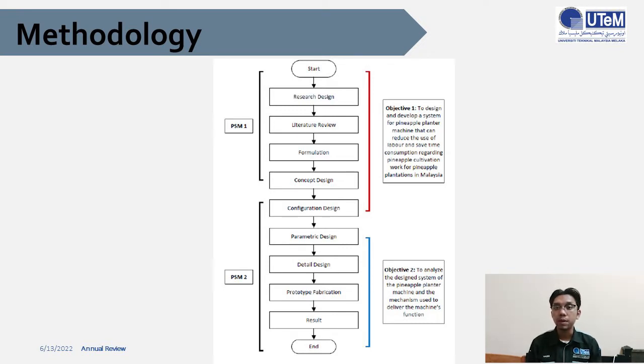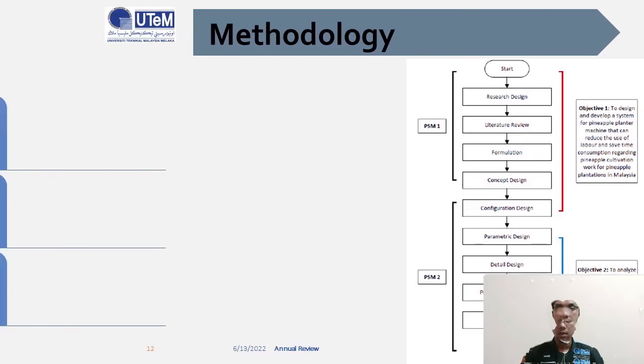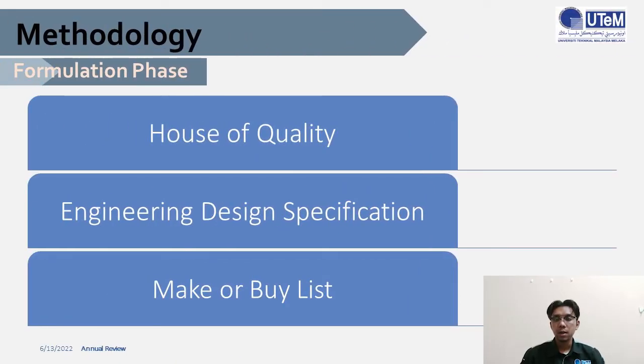PSM2 will begin with the parametric design, then detailed design. In the formulation phase, more detailed processes such as the House of Quality (HOQ), Engineering Design Specification (EDS), and make or buy list will be established. The results of these phases will be documented as detailed engineering design requirements to aid future decision making.